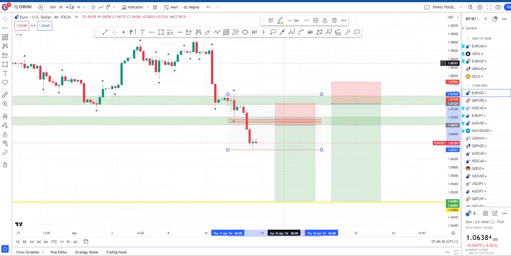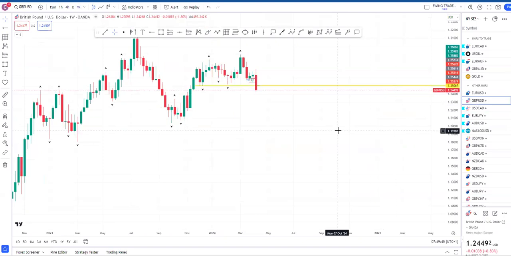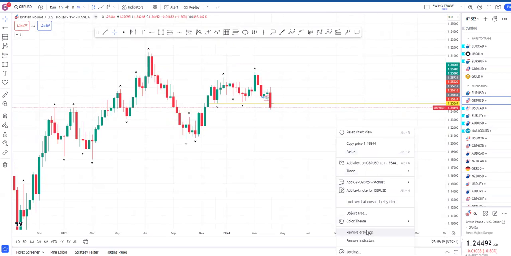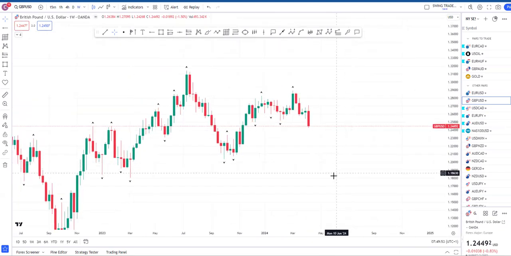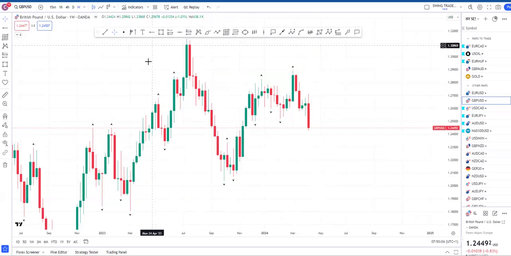So let's take GU. Let's go to GU and see what is going on GU on the weekly. Now GU is looking almost the same. Let me just remove the drawing there. GU is looking the same. As you can see, there's a breakout structure. This is a weekly candle, and this is a strong bearish weekly candle, so we're going to expect more to the downside.